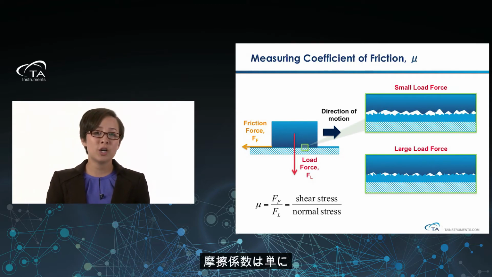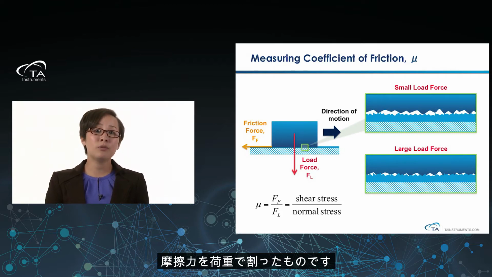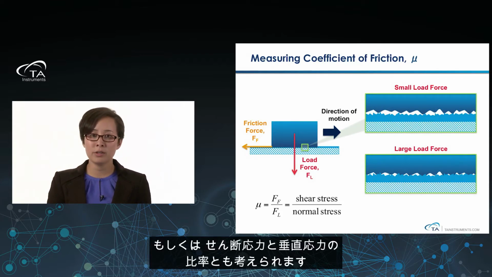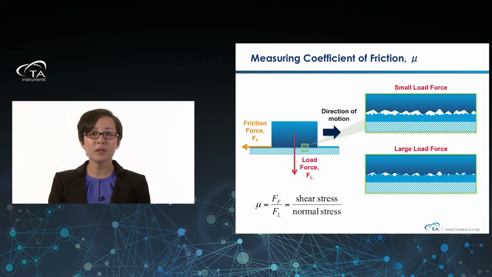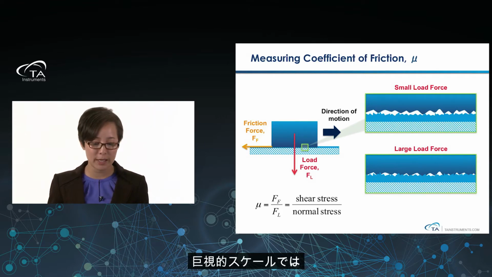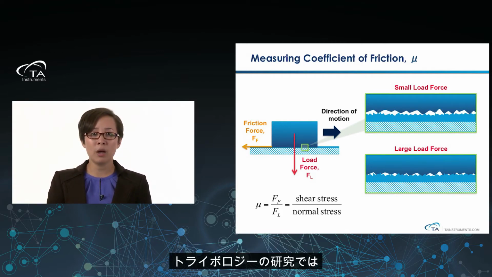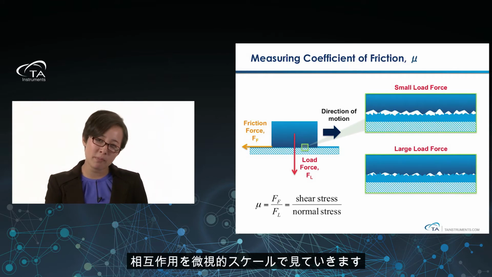So the coefficient of friction is simply the frictional force divided by the load force, or you could think of it also as the ratio between shear stress and normal stress. Now, if we zoom in on all of these surfaces, on a macroscopic scale, things such as stainless steel or polymer bars look really smooth. But what we're studying with tribology is the interactions on the microscopic scale.